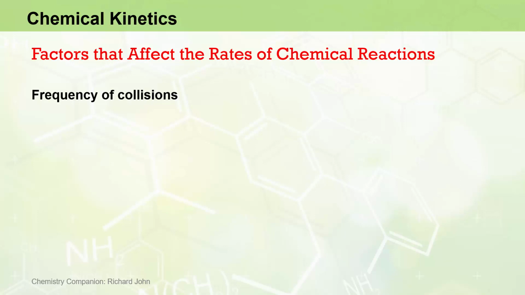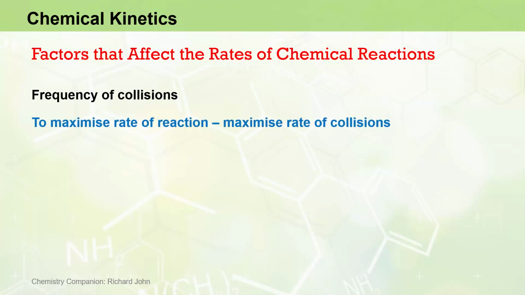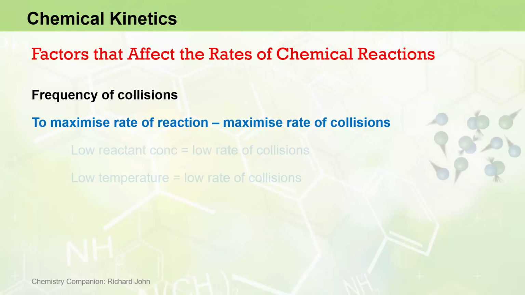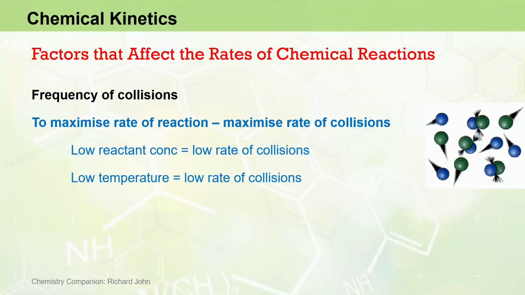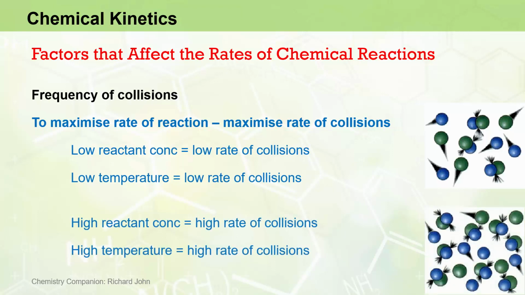In terms of frequency of collisions, reaction rates are maximized when we maximize the rate of collisions between reactant particles, and we have a couple of experimental variables that we can control. For example, if we start with a relatively low reactant concentration or a relatively low temperature, we are likely to have relatively low collision rates and therefore relatively low reaction rates. On the other hand, if we start with a relatively high reactant concentration or a relatively high temperature, we are likely to have relatively high collision rates and therefore relatively high reaction rates.